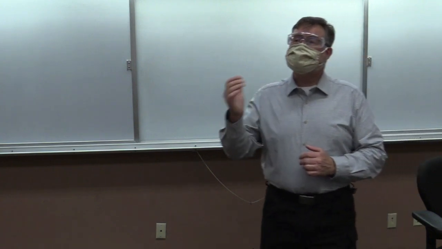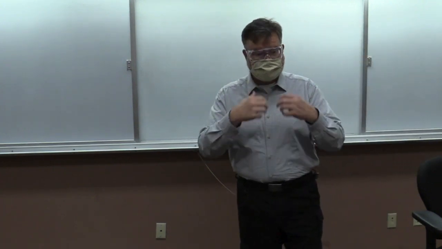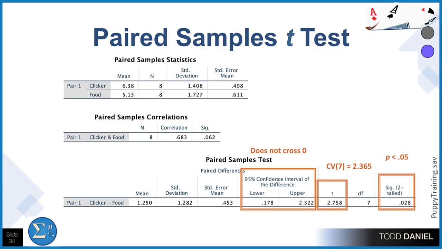It's only when one is negative and one is positive that it crosses 0. So in this example, the confidence interval does not cross 0, does not include that hypothesized difference of 0. Therefore, this test is statistically significant.